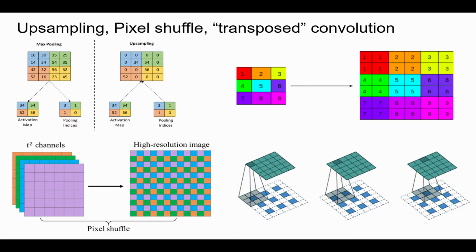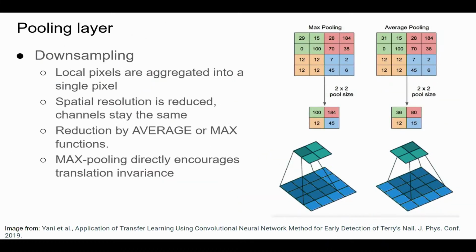The most basic one is this. I have a smaller image with some values in one channel, and I can just replicate those values. So to make it 2 times larger, I replicate the red pixel 4 times, the pixel number 2 4 times again, and I get a larger image. It can use linear interpolation, but it's mostly done just by replicating those values. That's called nearest neighbor interpolation.